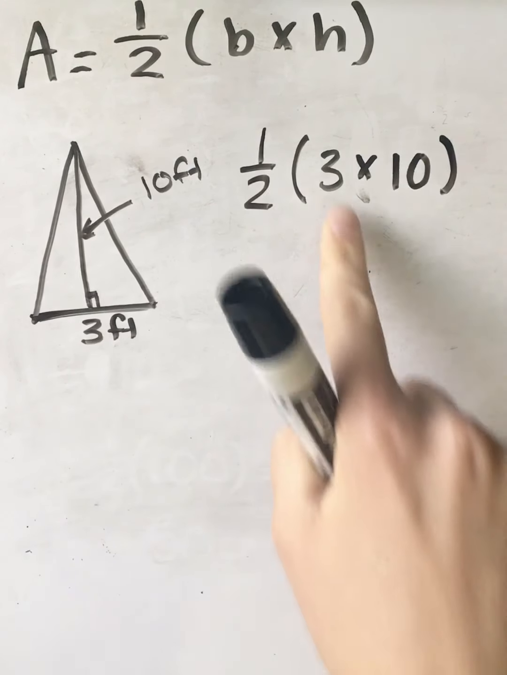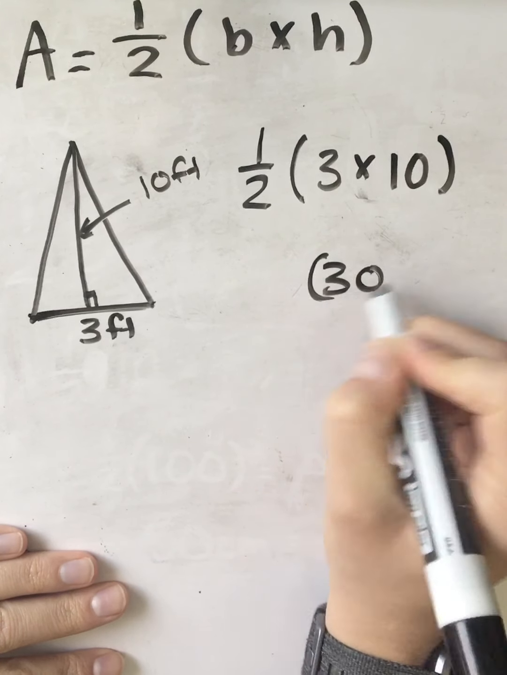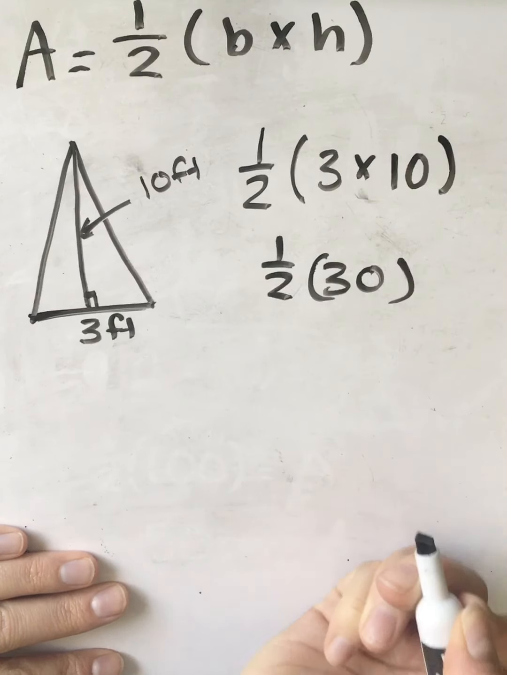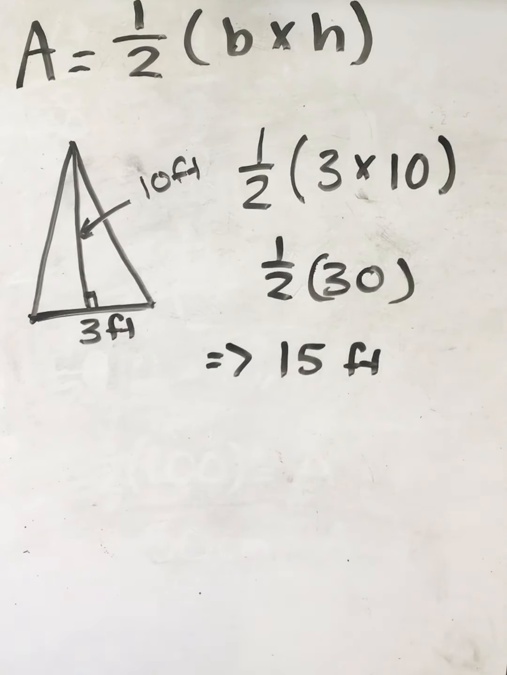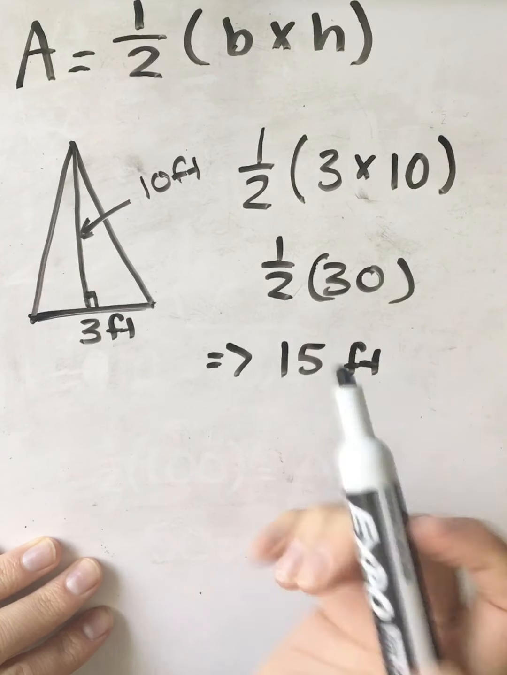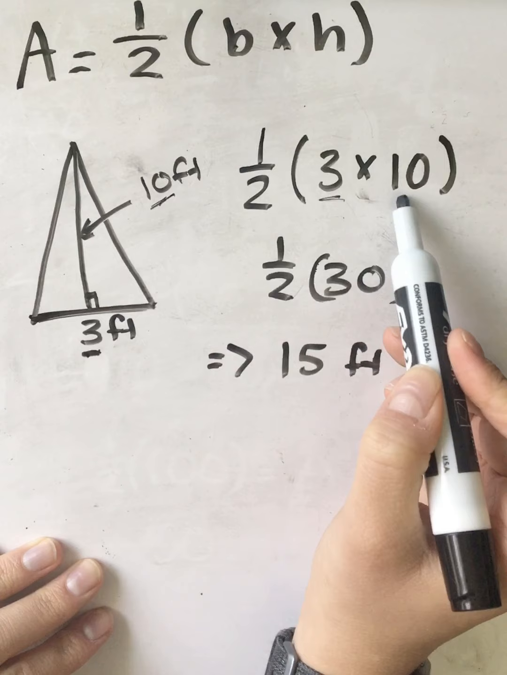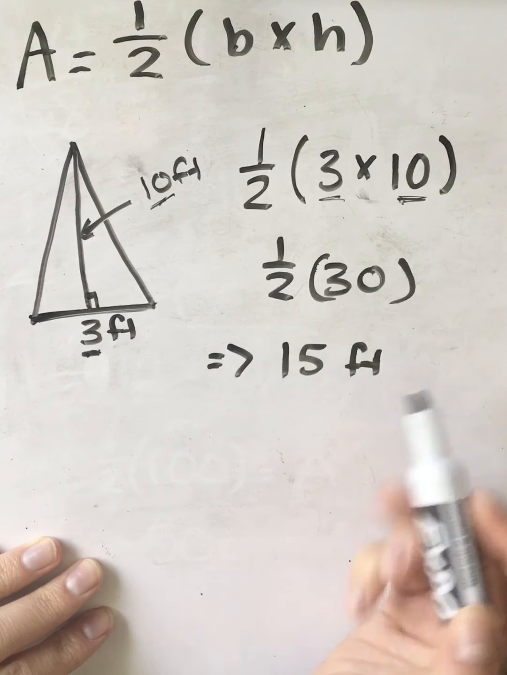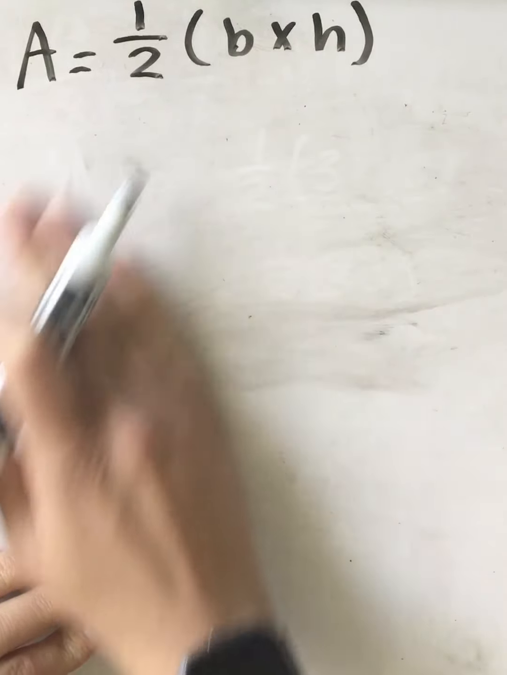To solve this, I'm going to solve the interior first. And so 3 times 10 is 30. 1/2 times 30 is going to give me 15, and my units are feet. So base, find here, height you find here, solve your problem, and you get your answer. Let's do a few more.